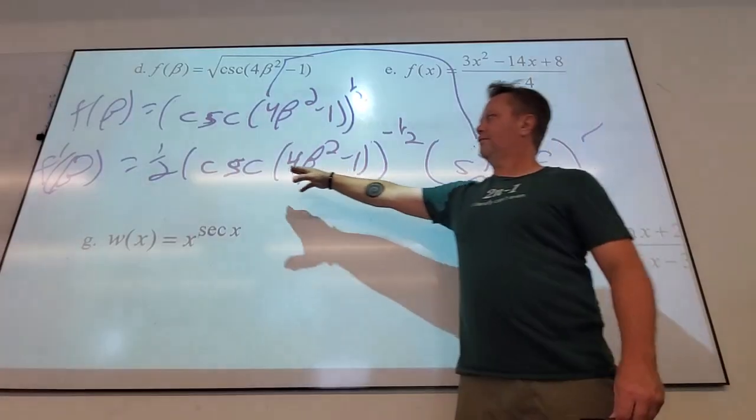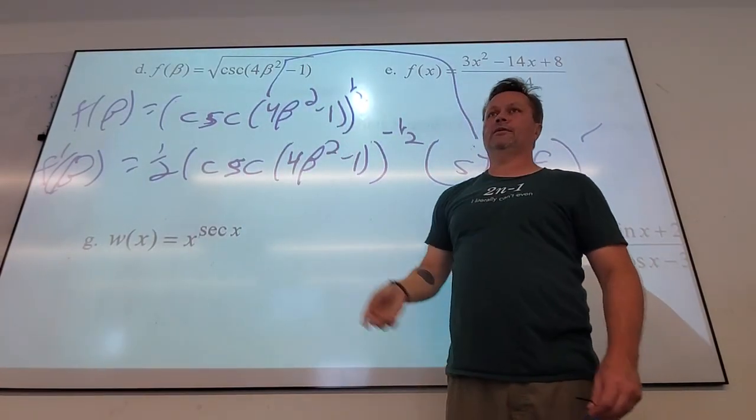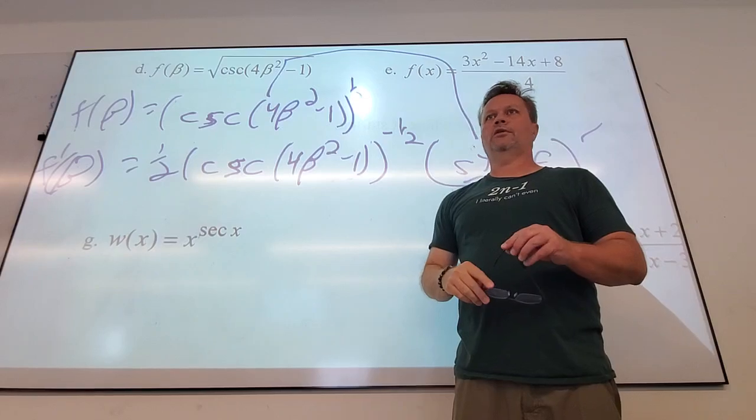Now this does involve 2 levels of chain rule, 1 level, 2nd level, but do you have to know that ahead of time? No. You don't have to know that ahead of time.